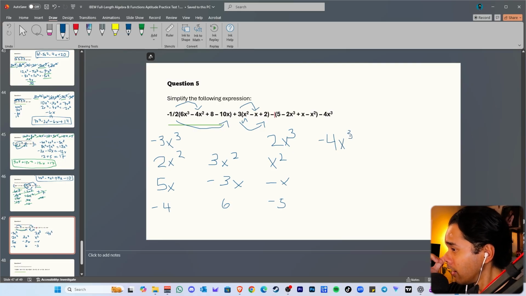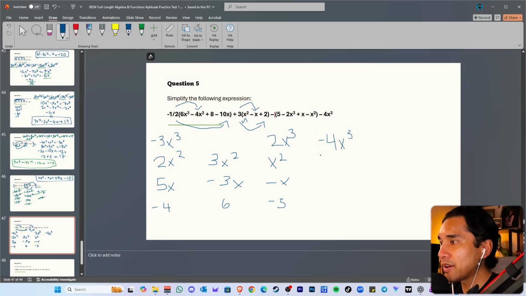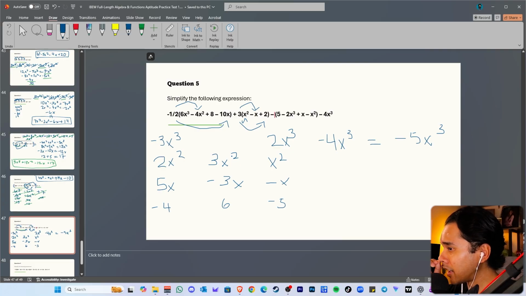And now we're going to combine like terms, like anything else. Minus 3x cubed, and I'm going to minus 4x cubed right here. So that equals negative 7x cubed. And then plus 2x squared, that equals negative 5x cubed. Okay, that one was easy. 2x squared plus 3x squared plus x squared. I would combine these two, that's 3x squared. And then we have plus 3x squared, that equals 6x squared.